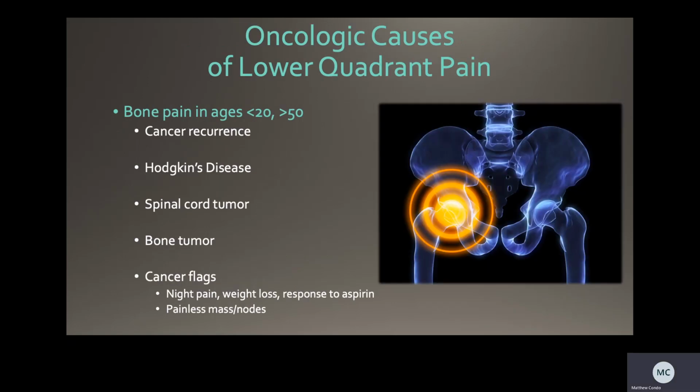So when it comes to the lower quadrant, if my patient's having bone pain and they're younger than 20 or older than 50, I need to get a little concerned. We could have something like cancer recurrence, Hodgkin's disease, a spinal cord tumor, or a bone tumor. Remember, associated signs and symptoms is where it's at. If that person has associated signs and symptoms, aka some red flag stuff going on, then we need to get that person out of our office and seeing another individual.